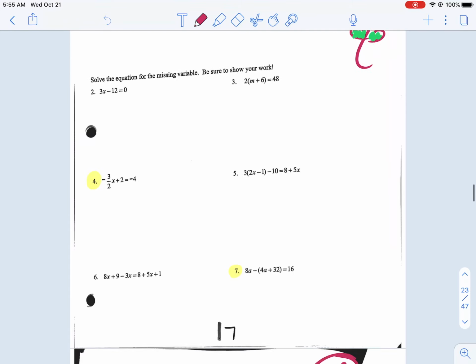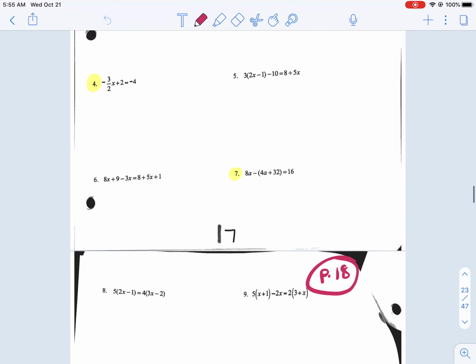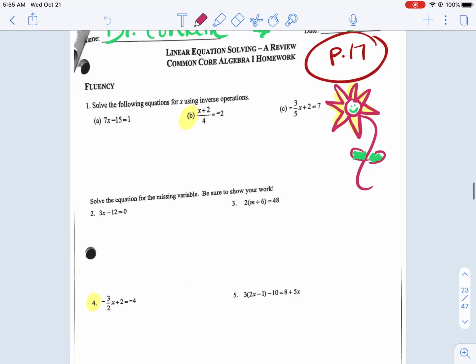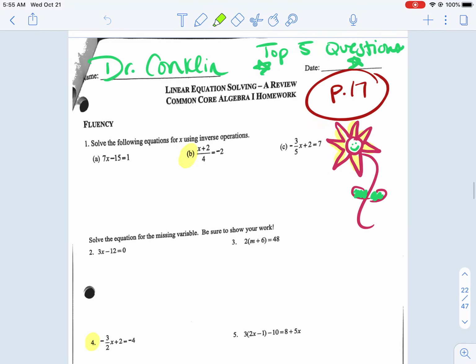You can follow along on page 17 and page 18. I'm just going to do a few questions. I actually called this review the top 5 questions. When we have our unit test, these are the most likely questions that will probably show up for solving equations. So I wanted to go through and just do the most important ones.